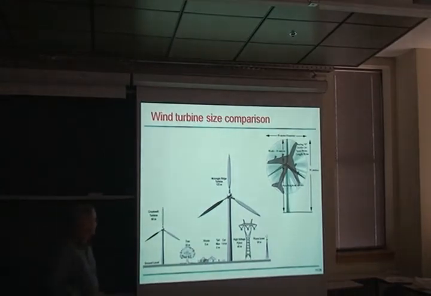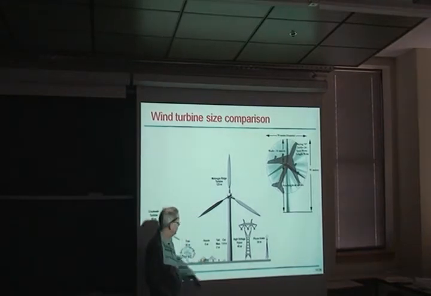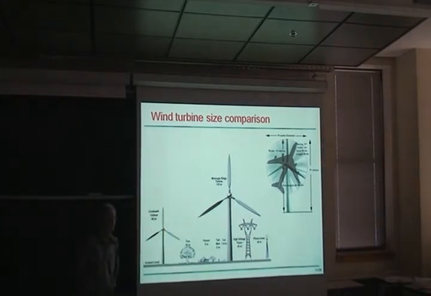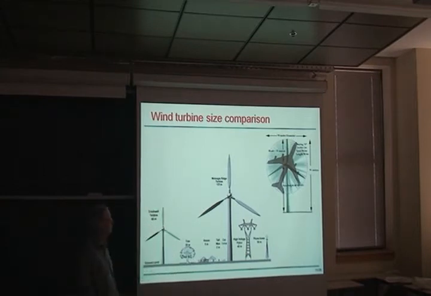And just again, relative sizes. So here's a person standing down here, a car, a house, transmission towers that you tend to see around the place, and that's a fairly standard, maybe on the large side, but relatively standard wind turbine these days. And relative to a Boeing 747, these things are a comparable size.